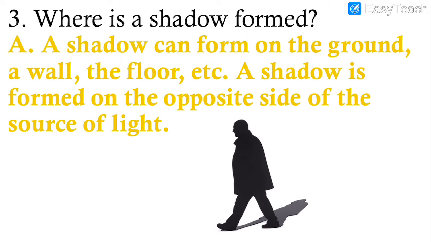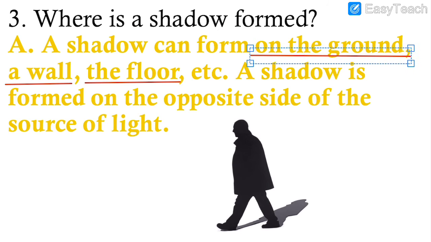Question number 3. Where is a shadow formed? The place is asked. Where is it formed? A shadow can form on the ground, on a wall, or on the floor, etc. A shadow can be formed on all these places. Where can it form? On the ground, a wall, on the floor, etc. A shadow can be formed on all these places: ground, wall, and floor.